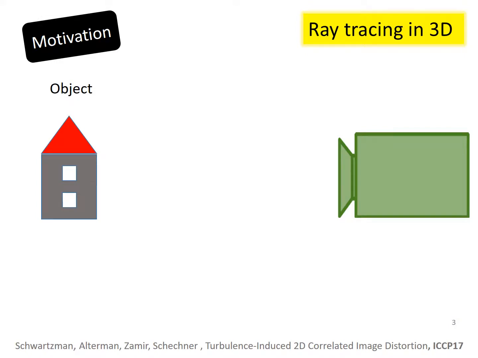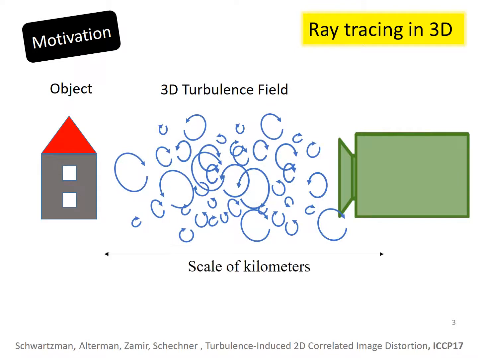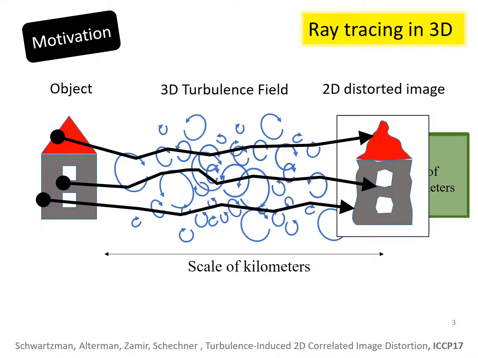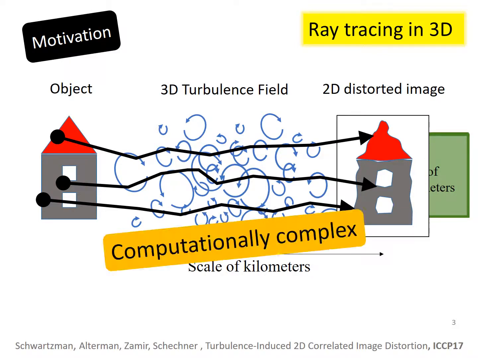Rendering should include these steps. Simulate a kilometer-scale 3D random turbulent field. Ray trace through this 3D refractive medium from a scene point to a millimeter-scale camera aperture. Repeat this process for all points in the field of view to obtain a distorted image. This is computationally complex.